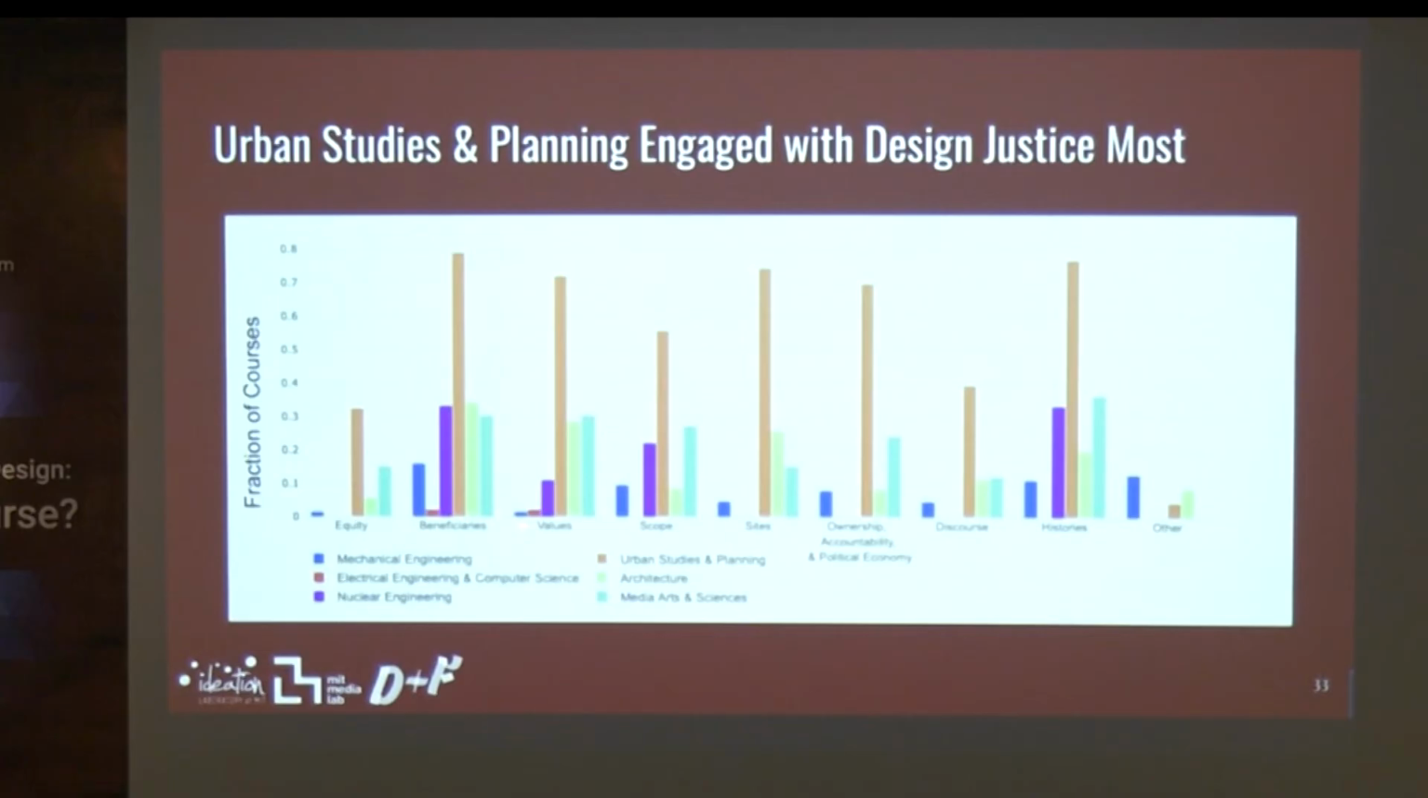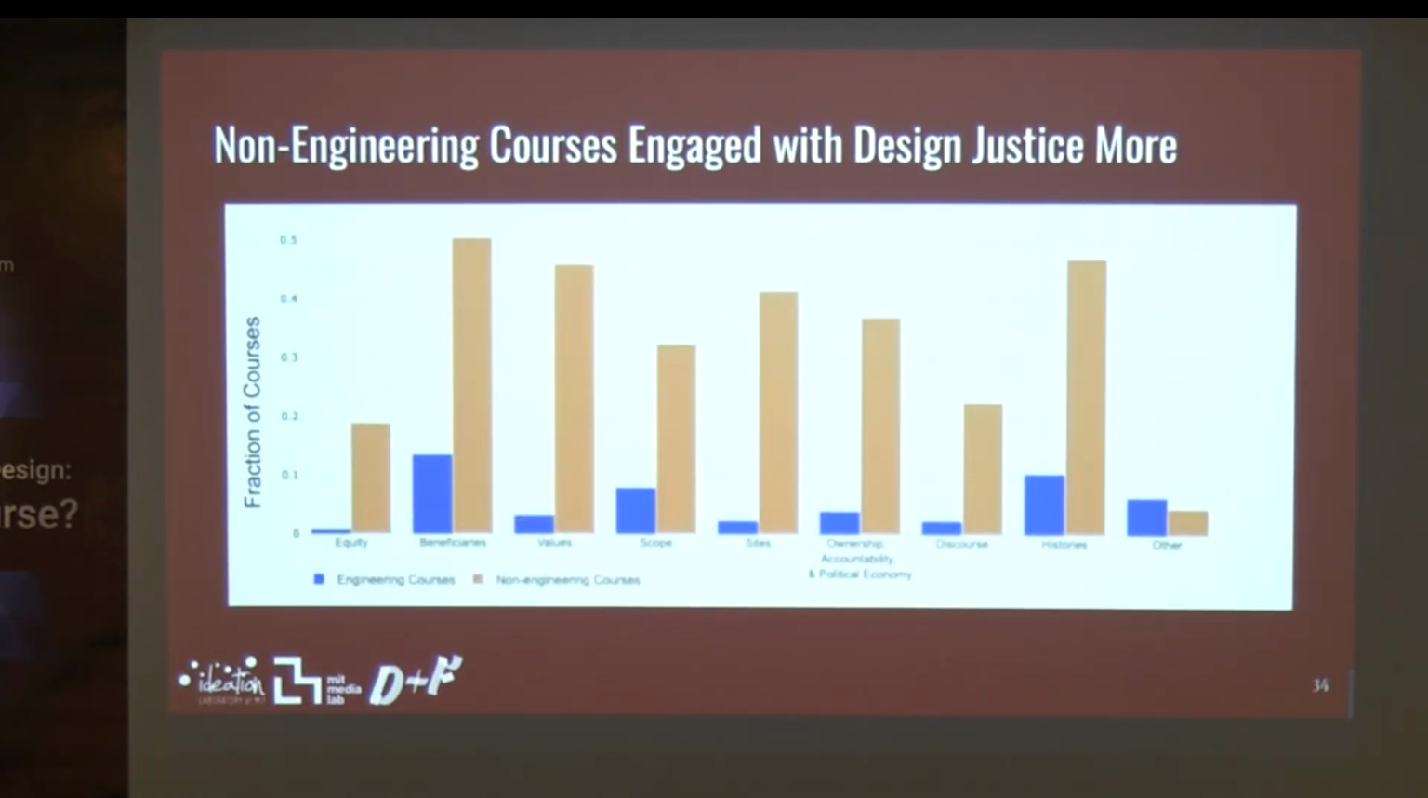Red is electrical engineering and computer science, very, very low presence across the board. This again was a little bit surprising, as discussion around these topics in software is gaining a lot of prominence right now, with a lot of recognition around things like facial recognition and what the responsibility is for someone regarding the data sets you're using. As I pointed out earlier, you can see that the non-engineering courses engage with design justice much more. And of course, a big part of this is the huge engagement of urban studies and planning with these topics. But it is a bit troubling to see this breakdown.